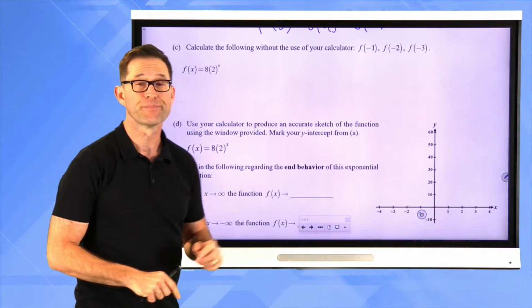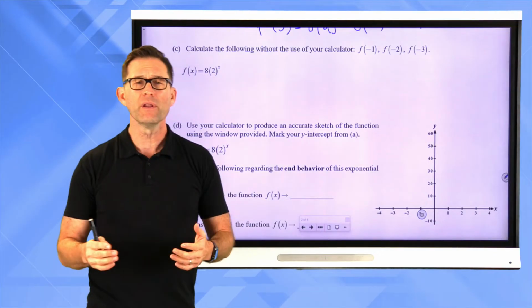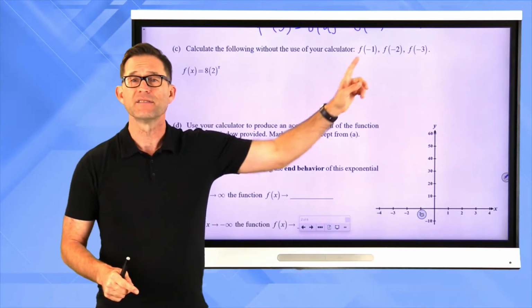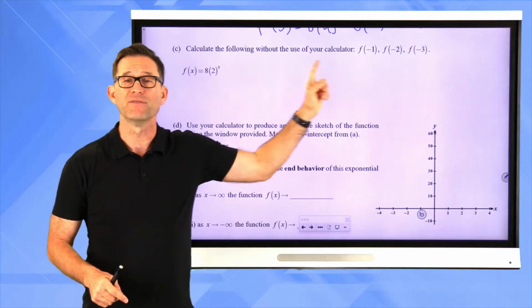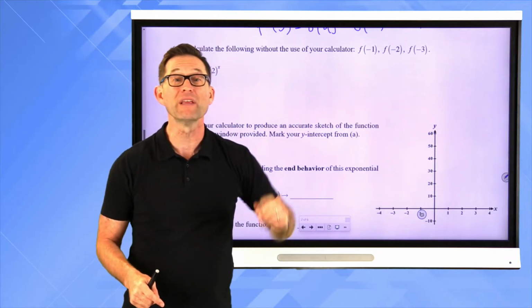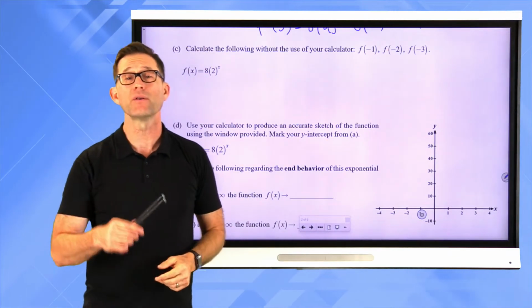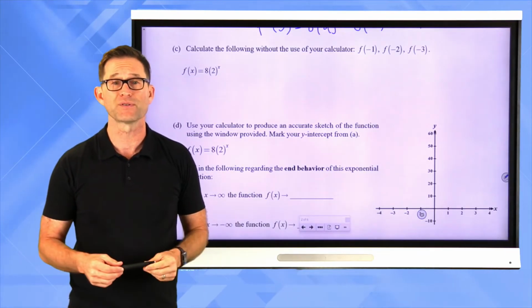Letter C. Calculate the following without the use of your calculator. F of -1, f of -2, f of -3. And again, the way I'd really love you to be able to think about this is that in these cases, what I'm asking you to do is divide 8 by 2 once, divide 8 by 2 twice, divide 8 by 2 3 times. Regardless, why don't you go ahead and see if you can figure out what the answers are for those outputs.